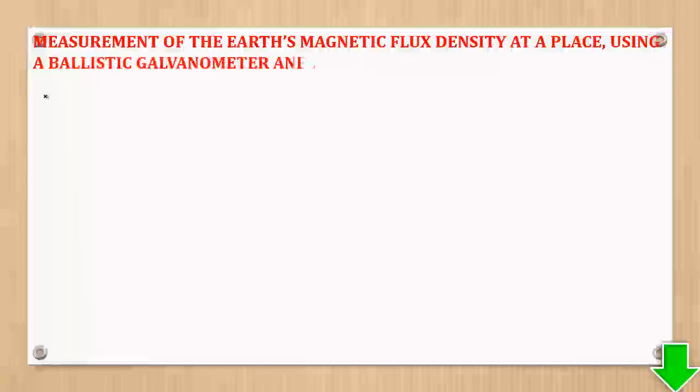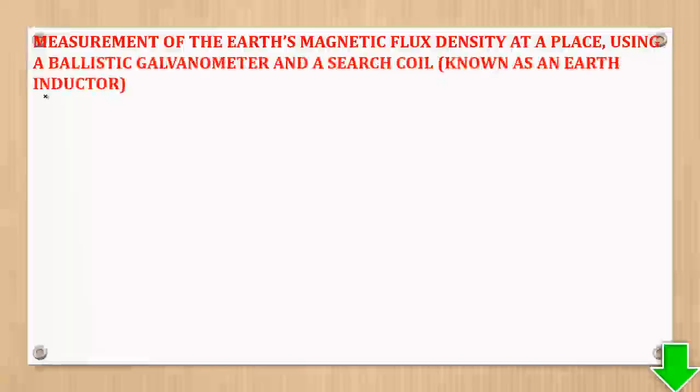So in the previous video, we talked about the specifications of the Earth's magnetic field, and we talked about the horizontal component and vertical component of the Earth's magnetic flux density, and also the Earth's magnetic field intensity. And we saw how to use a deflection magnetometer to come up with the Earth's flux density and also intensity. But what if you are given a ballistic galvanometer? How can you measure the Earth's flux density?